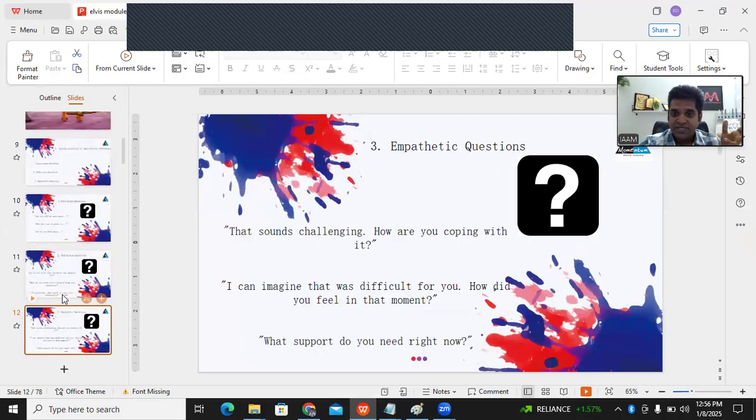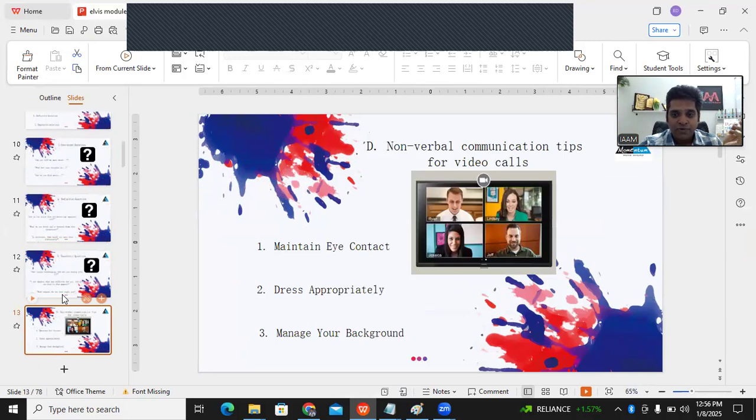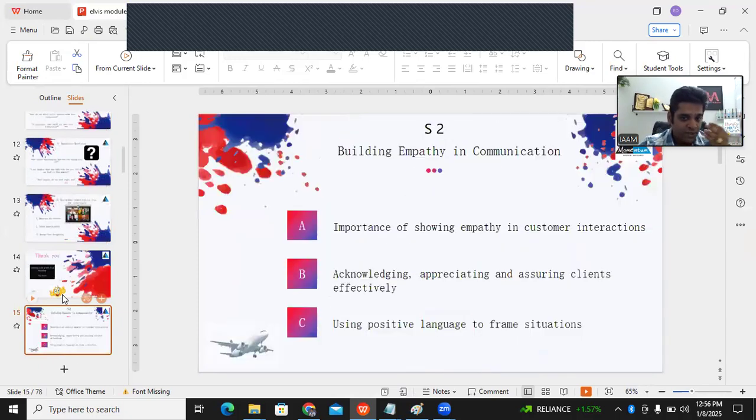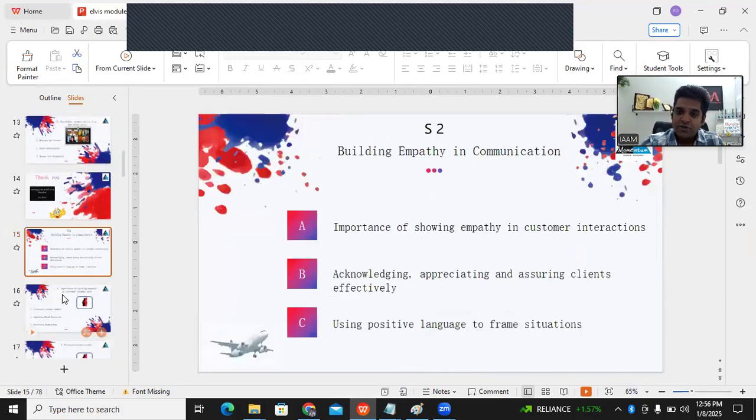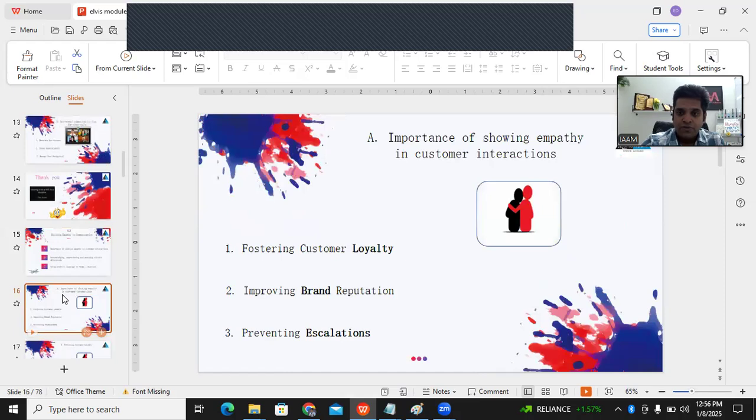These are the different kinds of questions that can be asked: empathetic, non-verbal communication. Session 2 is about building empathy in communication. In each session, you will see I have followed a format of 3. I have covered 3 main areas and 3 subtopics. Here it is: importance of showing empathy in customer interactions, fostering loyalty, brand, and escalations. This is going to be covered under the first subtopic. So each session has 3 topics, 3 subtopics, and in that there are 3 topics.